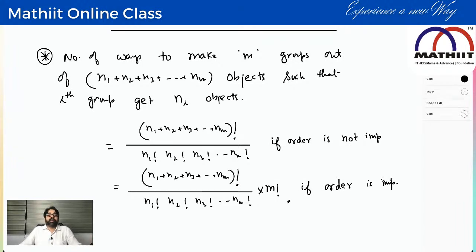This is the main formula. We'll see the derivation, don't worry. It's a very simple derivation. First, understand the other way, because if I give the derivation first, you will get confused. The number of groups is always equal to the total number of objects factorial divided by the first group's number of objects factorial, the second group's number of objects factorial, and so on. This is the grouping way if order is not important, and if order is important, the same thing into number of groups factorial.